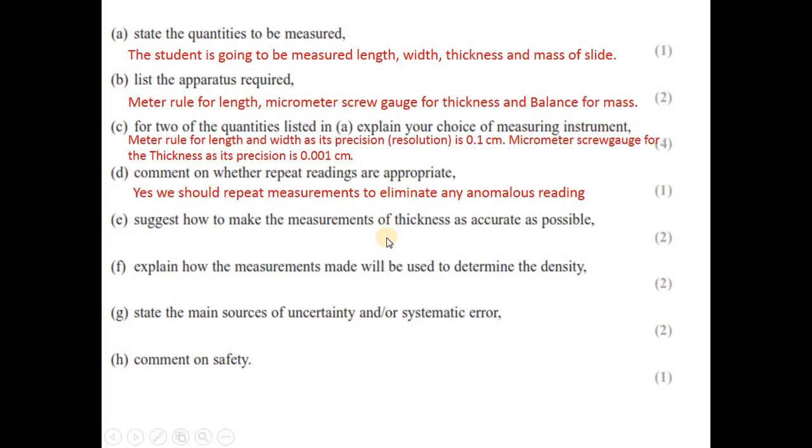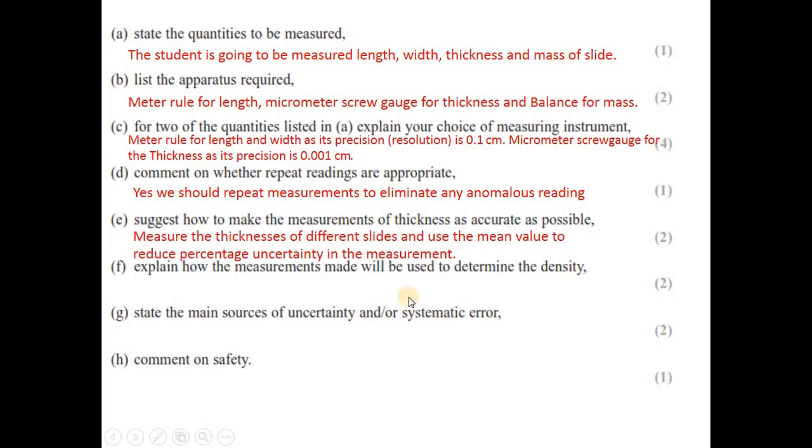E. Suggest how to make measurement of thickness as accurate as possible. Of course, to get accurate thickness, you will have to measure the thickness from different places, and you can use the mean value to reduce the uncertainty or percentage uncertainty in your measurement.